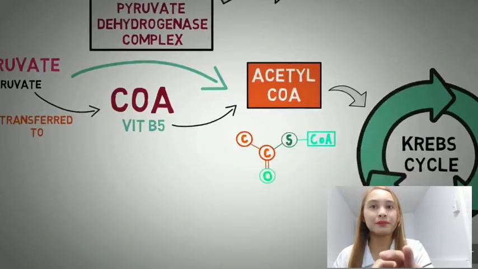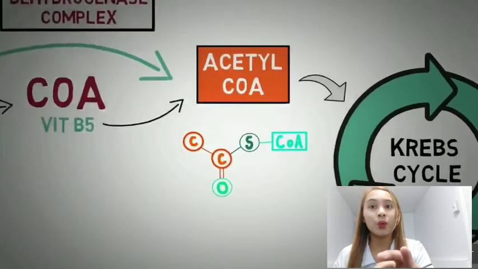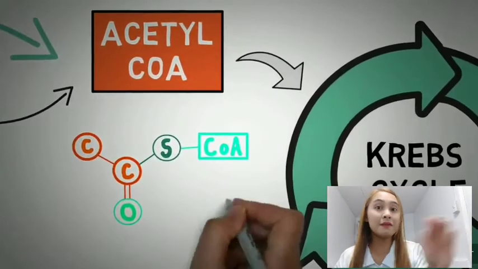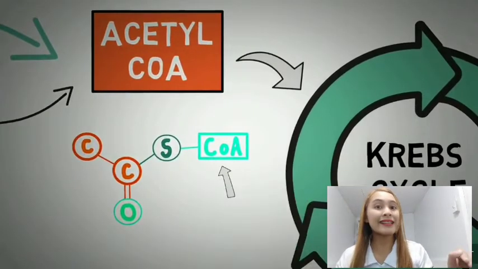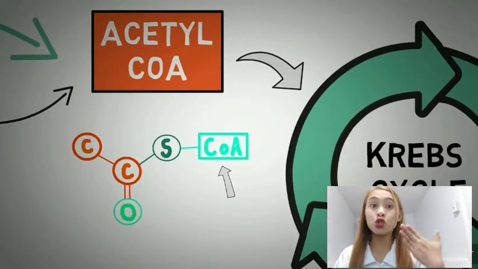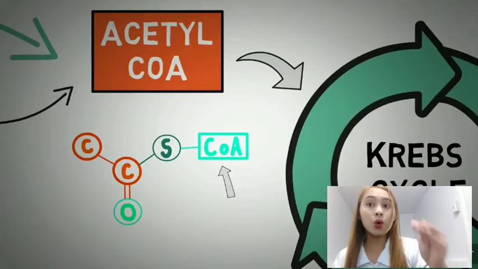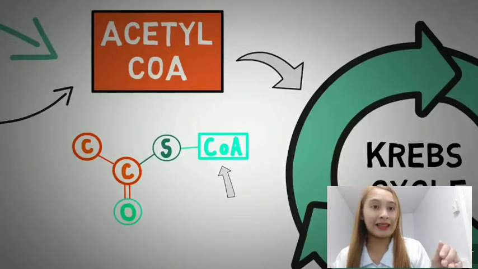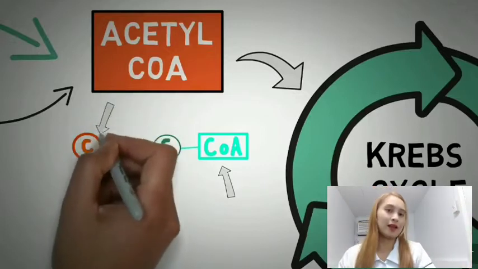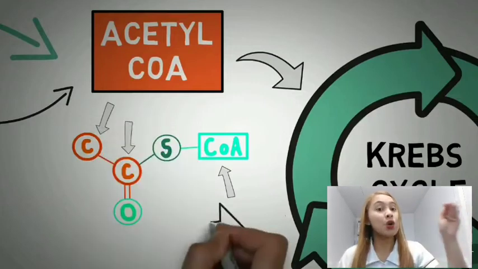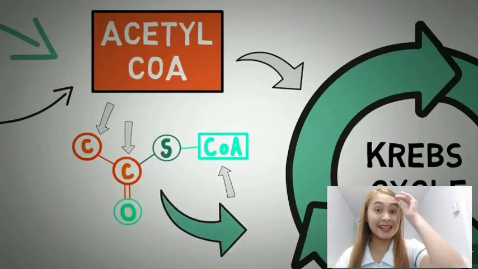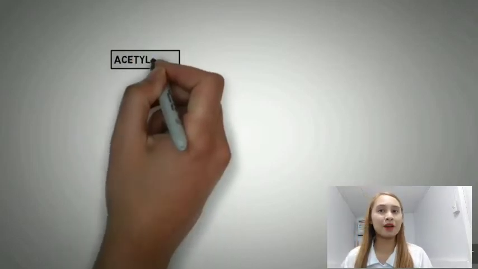In this molecule, the CoA, the part which is derived from vitamin B5, acts just like a carrier, whose duty is to transfer the 2-carbon compound attached to it to the Krebs cycle. So that is the job of this coenzyme A, which is attached to the acetyl. So let's move on to the first step of the Krebs cycle.